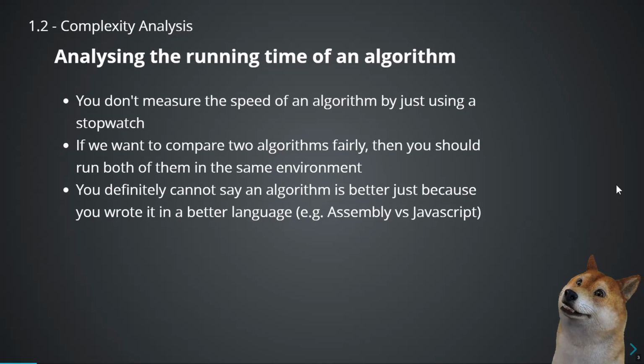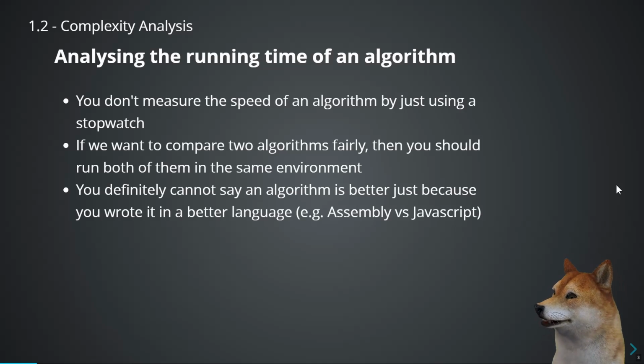You can't just measure the speed of an algorithm by using a stopwatch. As in, you can't just load up algorithm A on one computer, let it run, and then load up algorithm B on a second computer and check how much time they take. You can't do that because you can't guarantee that both computers are the same. And even if you load up both algorithms on the same computer, you can't guarantee that they're running in the exact same environment. You might have different background processes at different times.